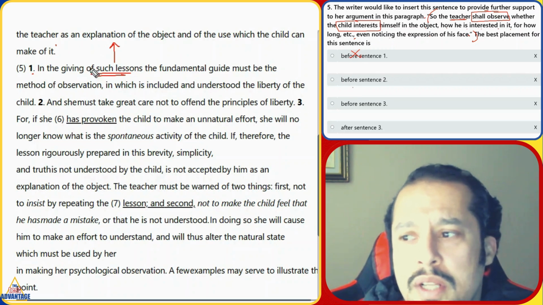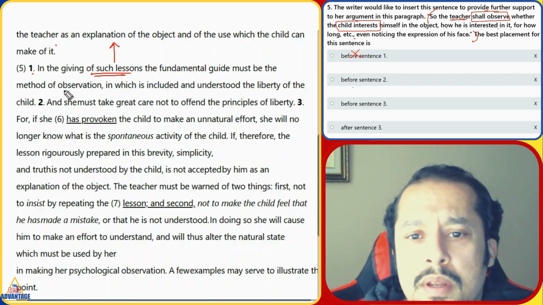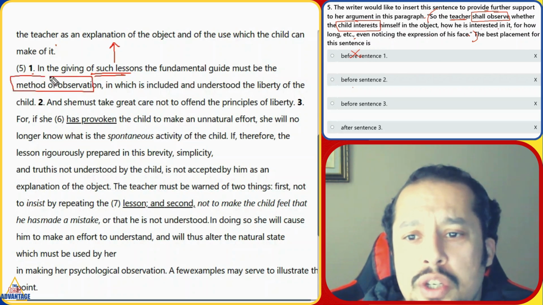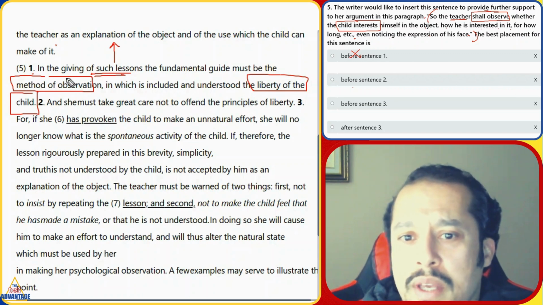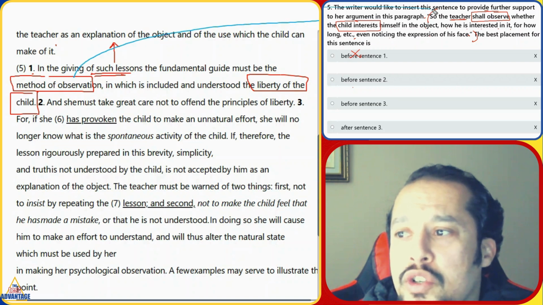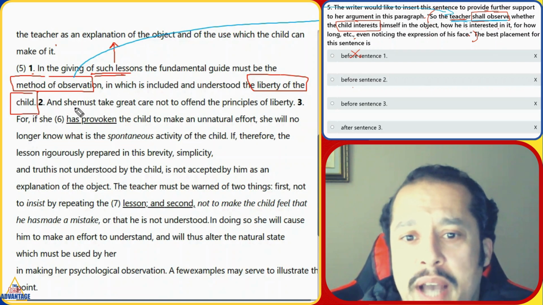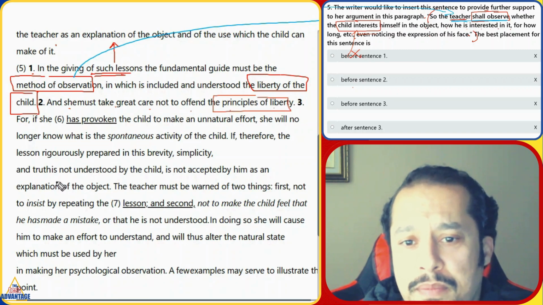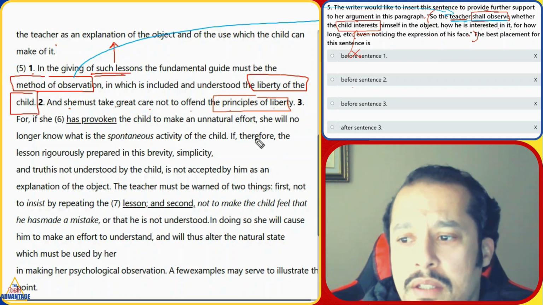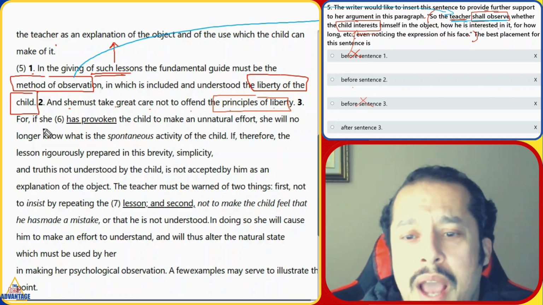Before sentence two, so let's read one. There must be a method of observation in which is included and understood the liberty of the child. The liberty of the child. So let's see the connection. So it is connected. The method of observation, the teacher shall observe. And the liberty of the child indicates the child's interests. And she must take great care not to offend the principles of liberty. So two and three are connected. So we're not going to say before sentence three. This is a cause effect situation بسبب four.